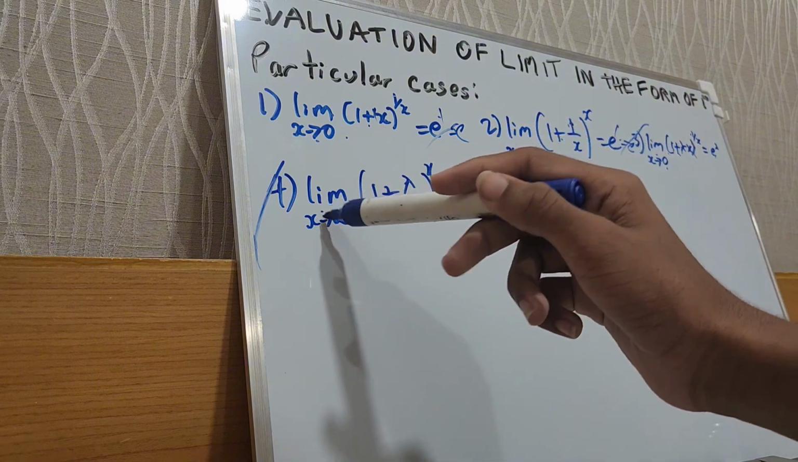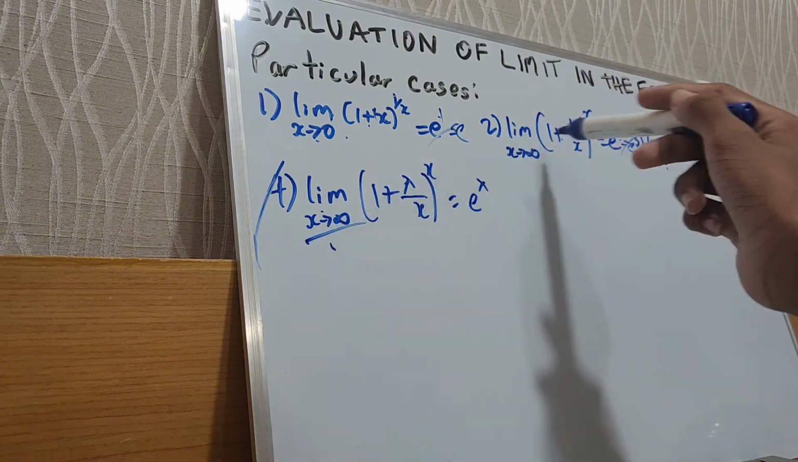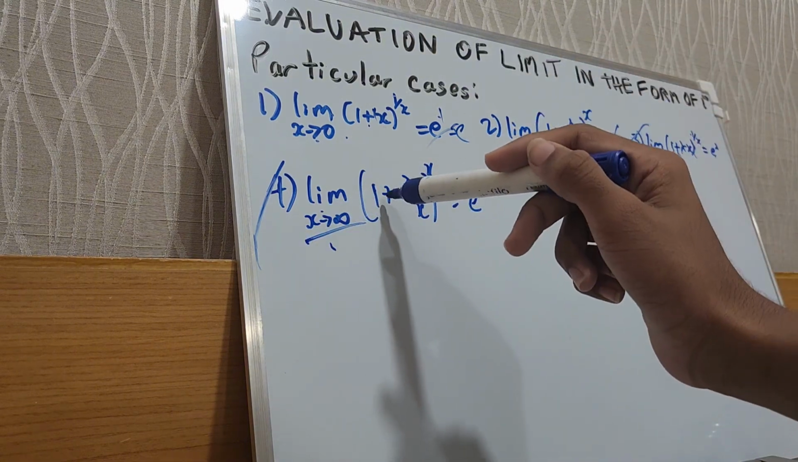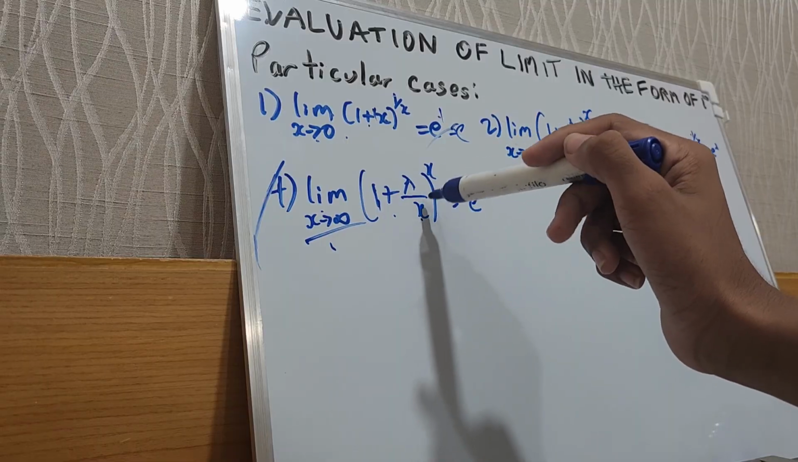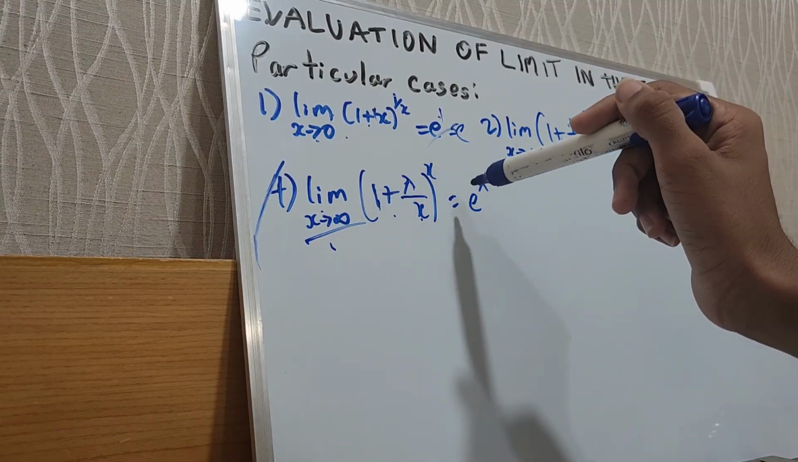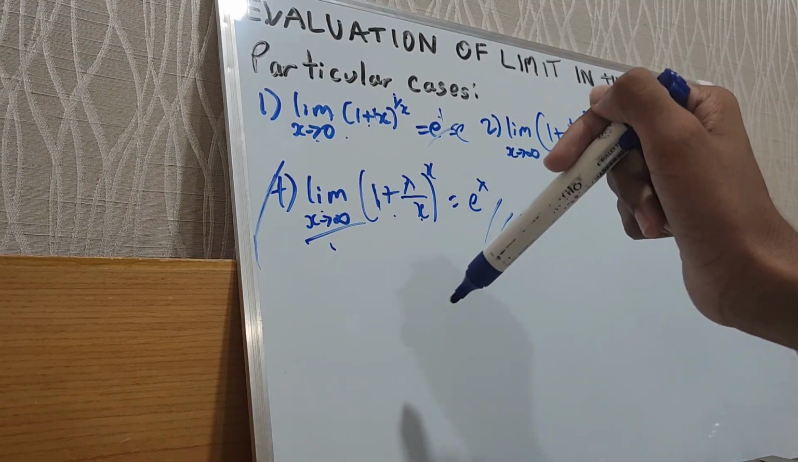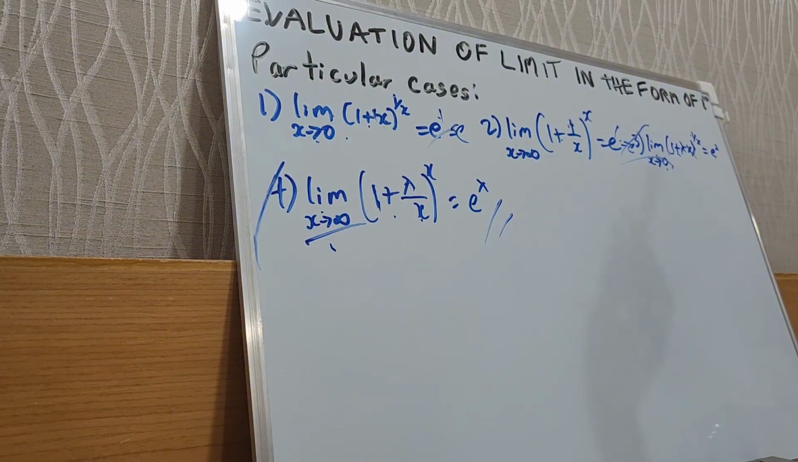So those are the formulas. Limit x tends to infinity, (1 plus lambda by x) whole power x is equal to e power lambda. So now let's get into some problems.